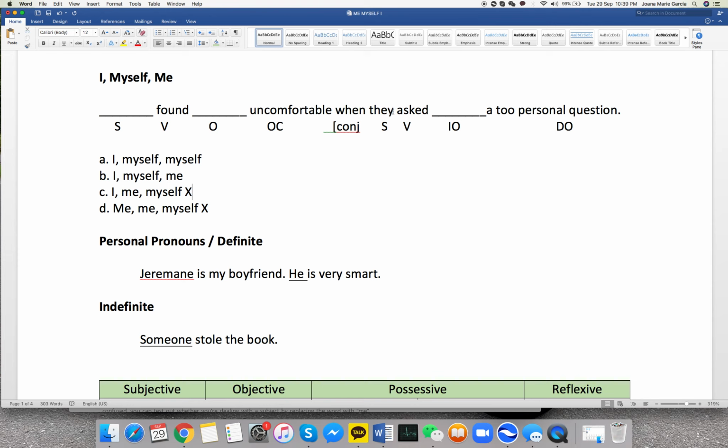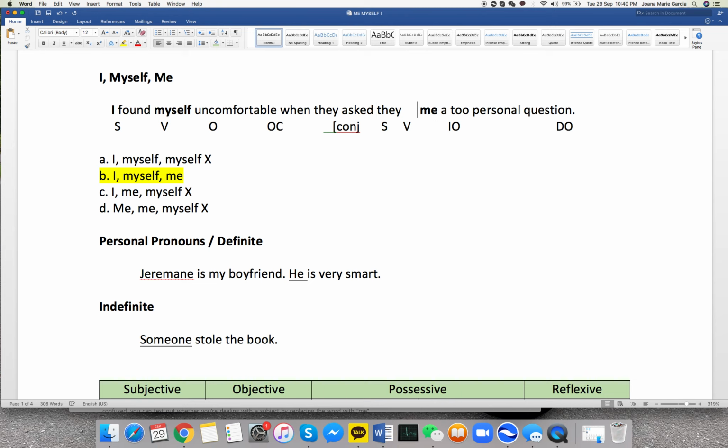Now, when they asked, they and then the blank, can I say "they asked myself"? No, this is a really common problem. The subject here is not "I" anymore, it's "they." So "they" and the blank are totally different persons. So it should be "me." That's why the answer is letter B. So let's substitute that. The sentence would be: I found myself uncomfortable when they asked me a too personal question. So when they ask me a too personal question, I find it uncomfortable. There we go.